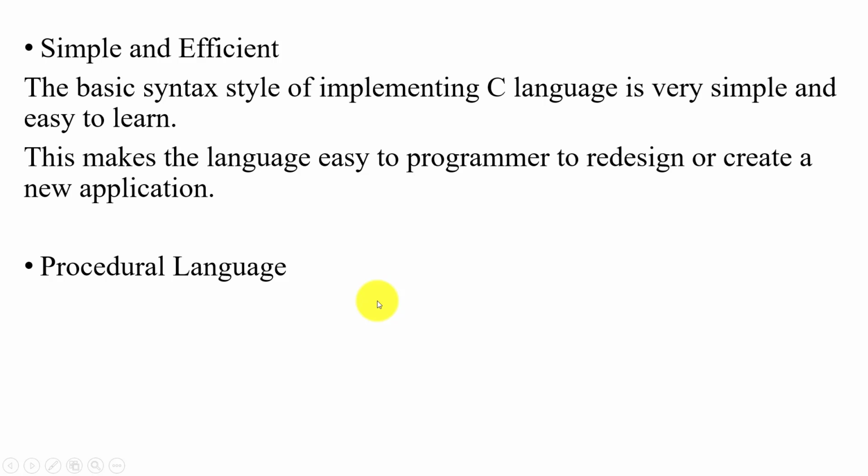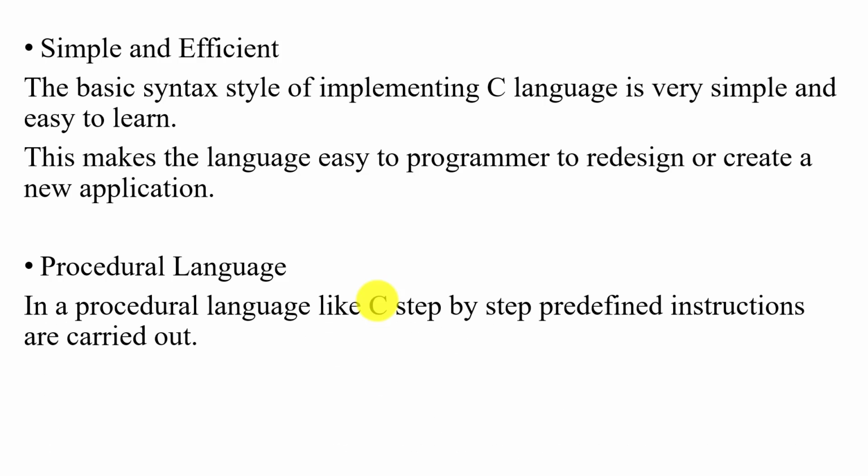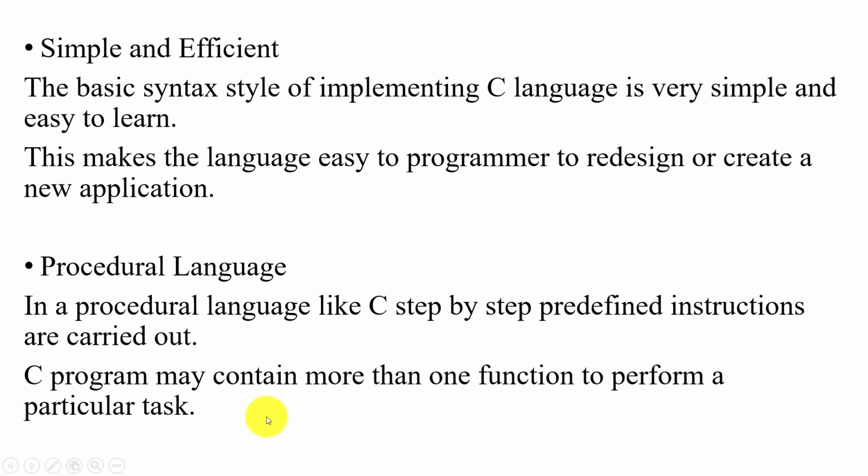Now the next feature is procedural language. In the previous video we discussed what an algorithm is, what its characteristics are, and how it works. An algorithm is nothing but step by step instructions. C programming follows a procedure, that is, exact step by step predefined instructions are carried out. That's why we can refer to it as a procedural language. And C programming contains more than one function. Why we use functions, we'll learn in the coming videos, but C programming includes functions to perform particular tasks.